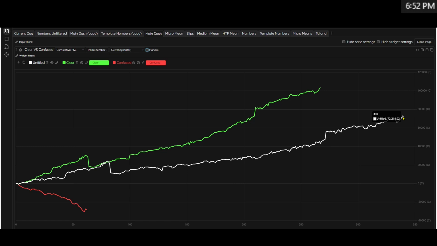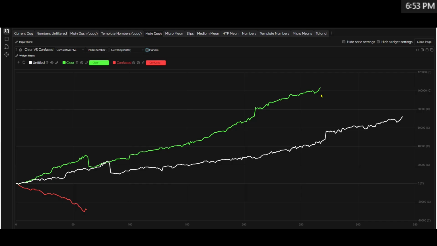And my theory going into this was confused trading is just not going to perform well, and this is a decent enough sample size to see, hey, that really is the case. We can see that there is a total of 62 confused trades versus 267 clear trades. So at this point, it's kind of a given tag. I always need to be clear.